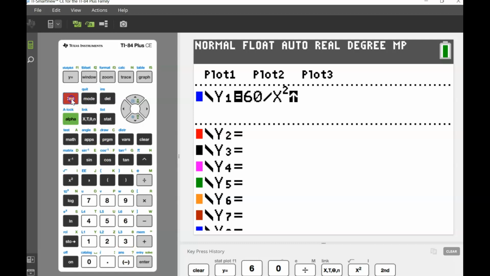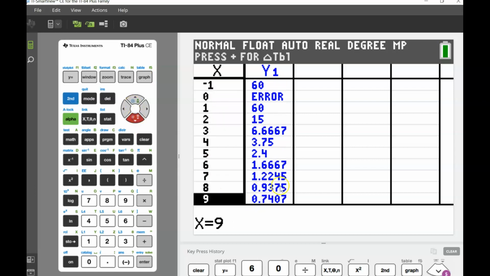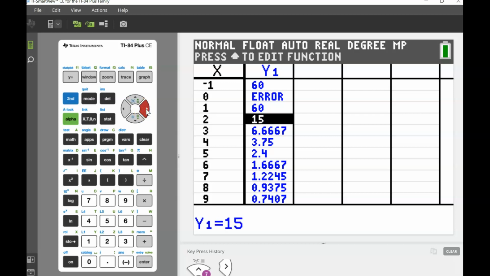Then I'm going to go to second and then hit graph. And this is where I need to go down to where I see decimals. There is no whole number in front of the decimal. So it's important that you do that. So here's my zeros here. So once I see that, I can now scroll back up to the first pair of clean numbers that I see, which is the 2 and the 15.